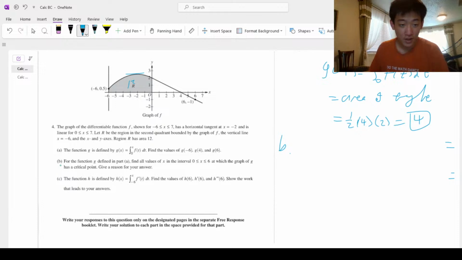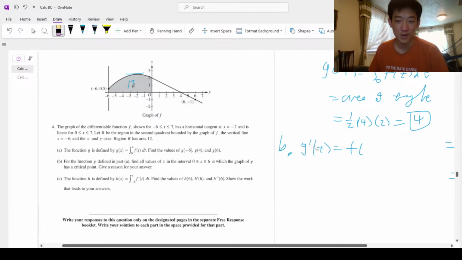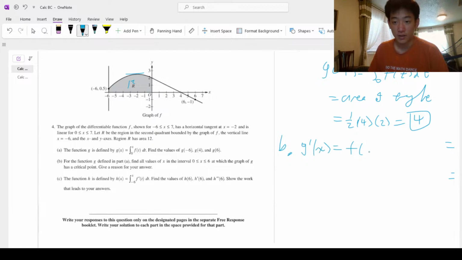For the function g, find all values in which the graph of g has a critical point. So g is this function of x. We need to have g prime of t, by the fundamental theorem of calculus, is the derivative of this part with respect to t, which is equal to f of t. I mean g prime of x. G prime of x is equal to f of x. Okay, and we want this set equal to 0 to find a critical point.